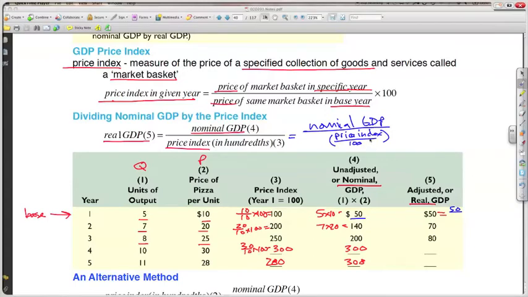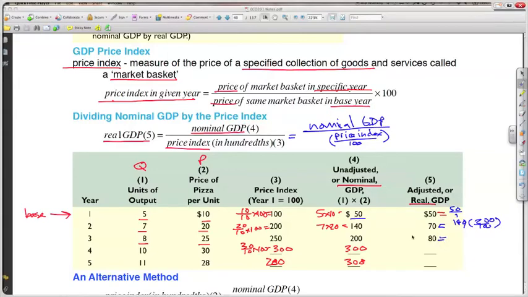So go ahead and divide that price index by 100 before you divide this number into nominal GDP. So 50 over 1 is just equal to 50. To get the second, our nominal is 140, that's divided by price index. 200 over 100 would just be 2. So that's equal to 70.